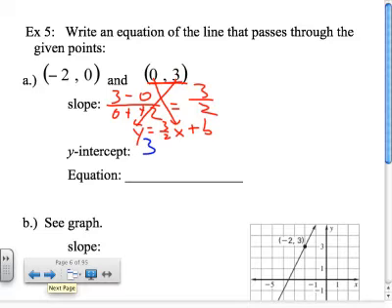And so your final equation is y equals mx plus b. Okay. Y equals mx plus b.